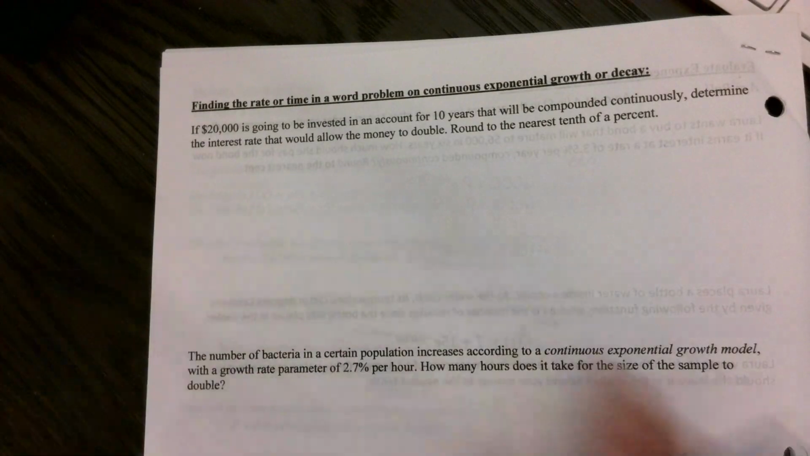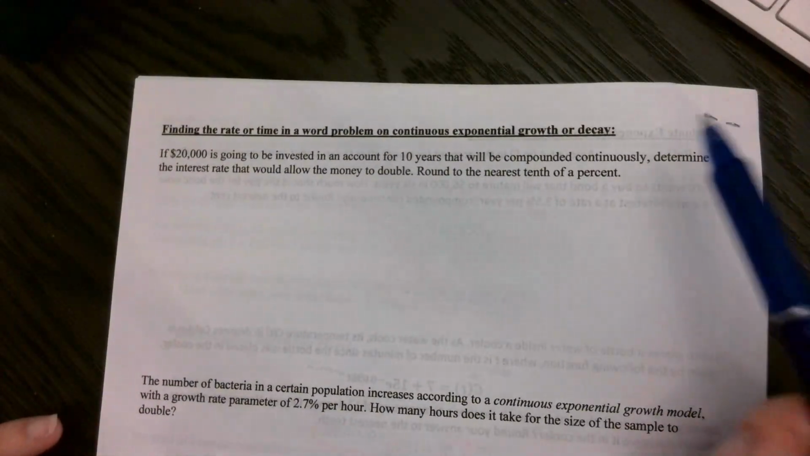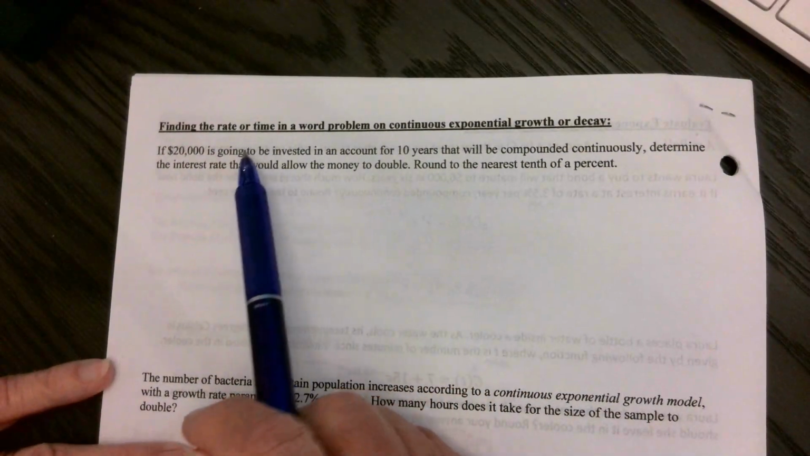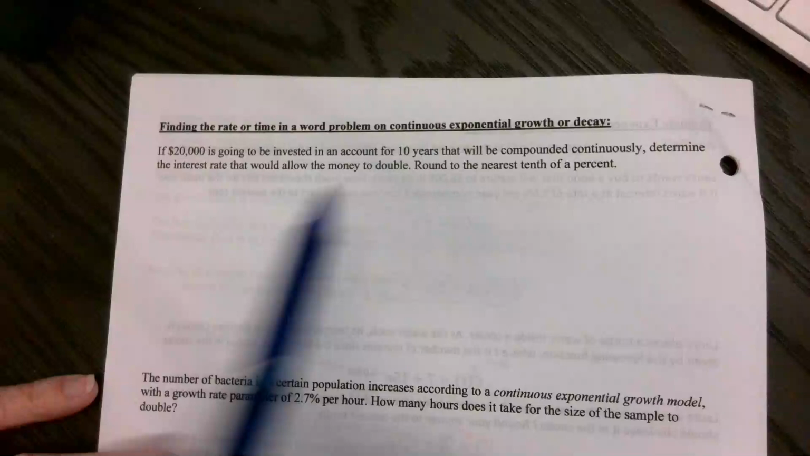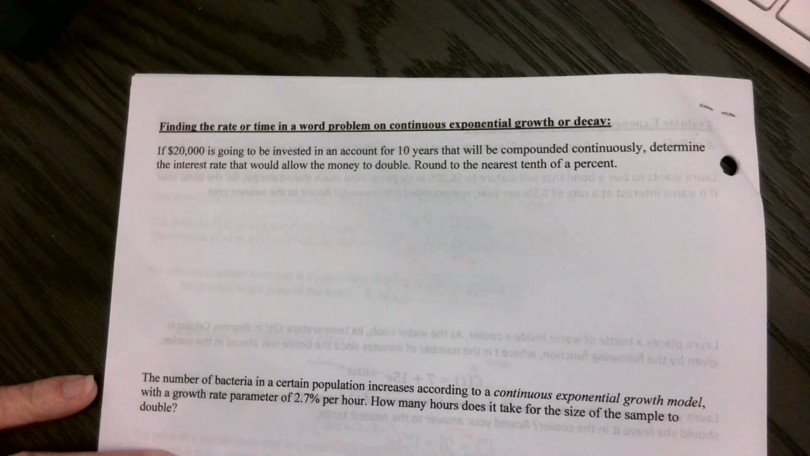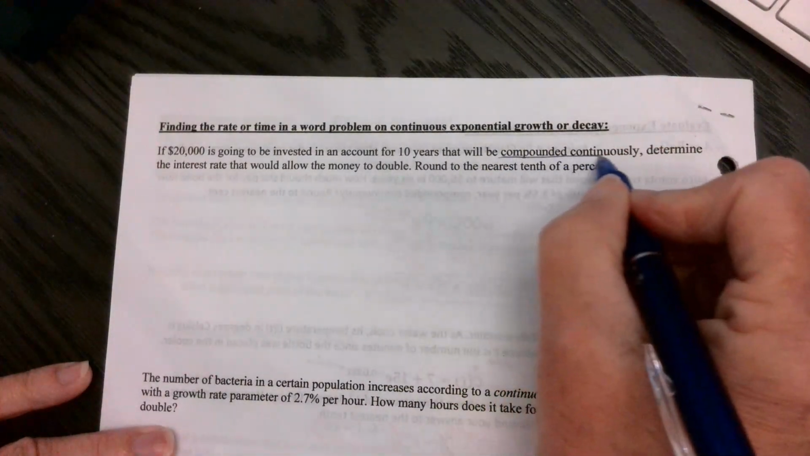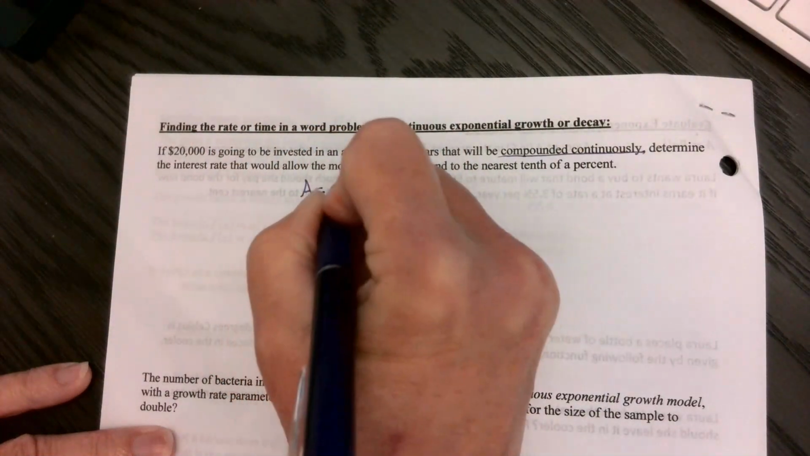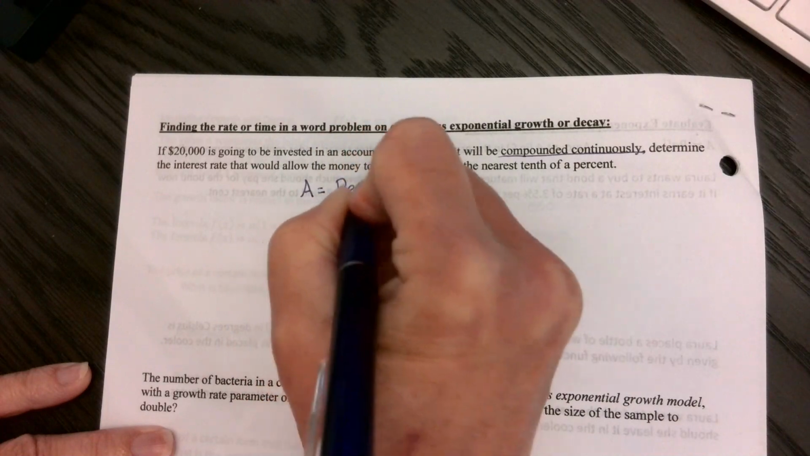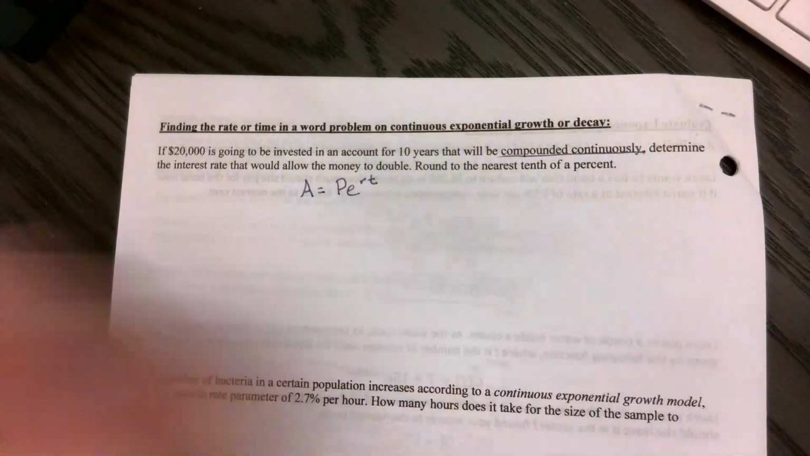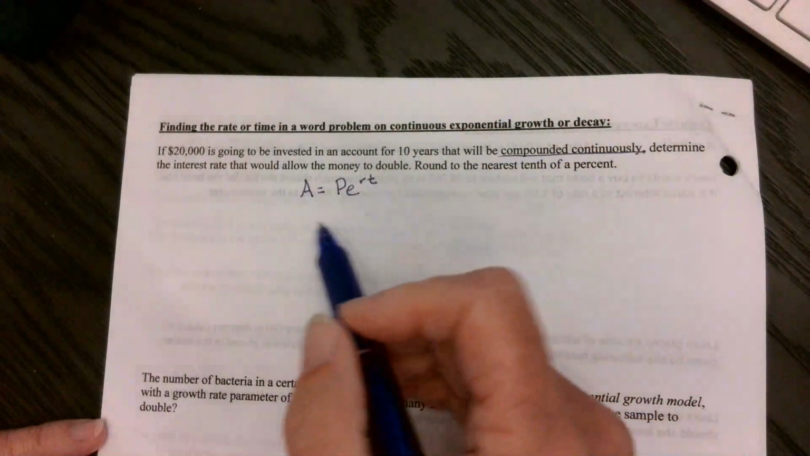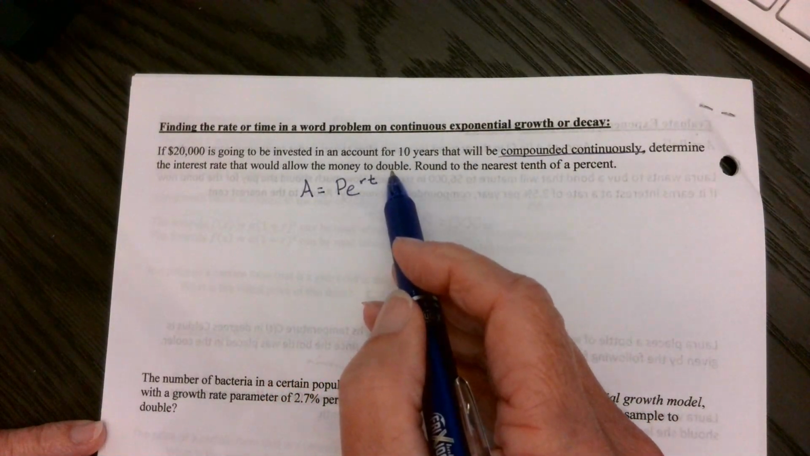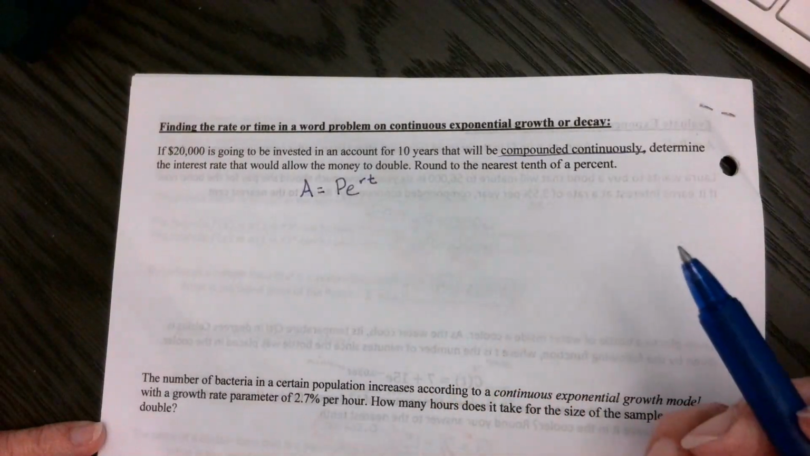Alright, finding the rate or time in a word problem on continuous exponential growth or decay. If 20,000 is going to be invested in an account for 10 years, that will be compounded continuously. That is this formula right here. We've already used that a couple times. Determine the interest rate that would allow the money to double, rounded to the nearest 1/10%.